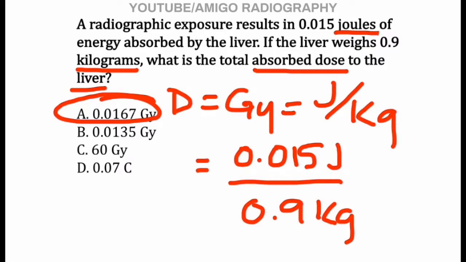The key thing here is to recognize that we're measuring the absorbed dose, so we know we're measuring it in gray, and we know that the gray is equal to 1 joule per kilogram. And if we recognize all of that, we can easily calculate it by dividing the joules into kilograms.